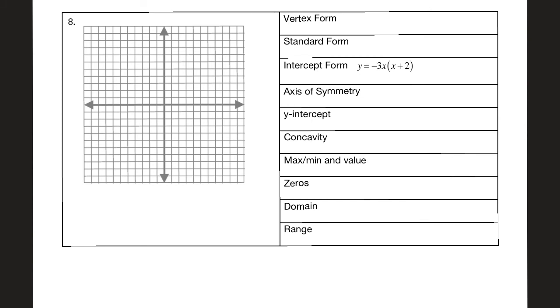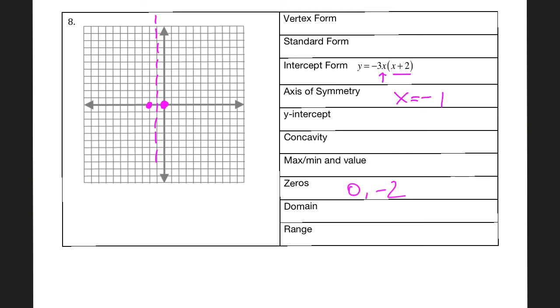So here, intercept form means I need to set these equal to 0. So I'm going to have a 0 at 0. And here, if I set this parentheses equal to 0, I have another one at -2. Those are 2 dots, which automatically means I know the zeros. They are at 0 and at -2. It also means that directly in between them is my axis of symmetry, x equals -1.